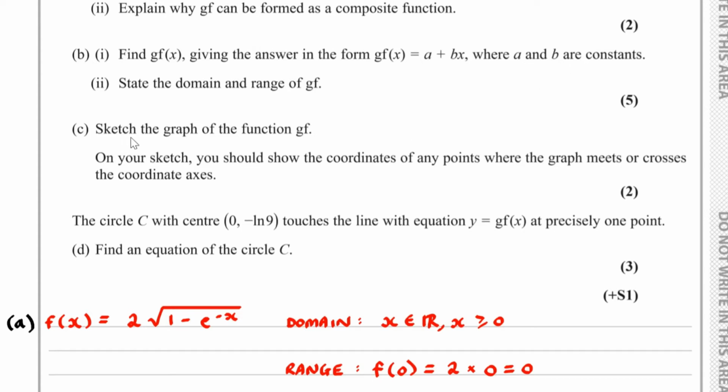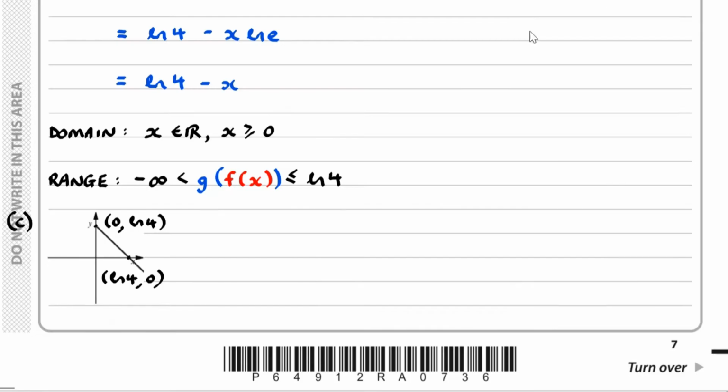Now for part C, we have to sketch the graph of the function g of f, and on our sketch you should show the coordinates of any points where the graph meets or crosses the coordinate axis. So here we've got the graph of g of f of x, and what we can see, it crosses the y-axis at the point 0, natural log 4, and it crosses the x-axis at the point natural log 4, 0.